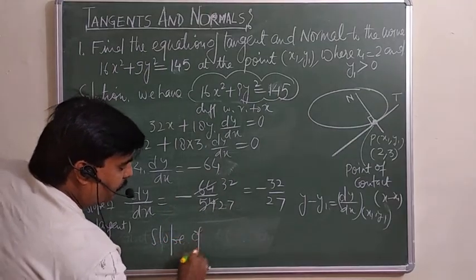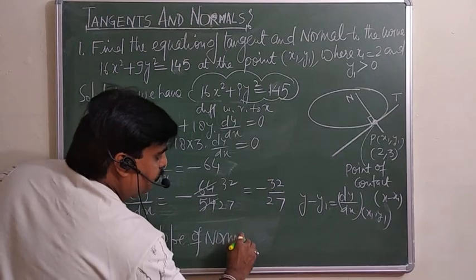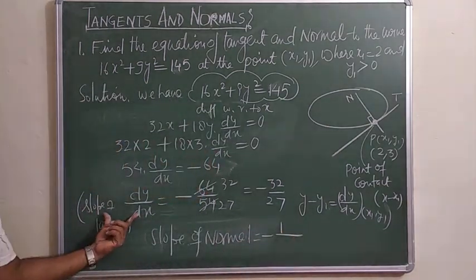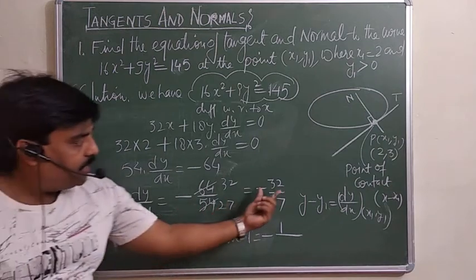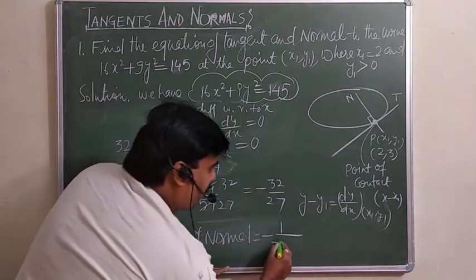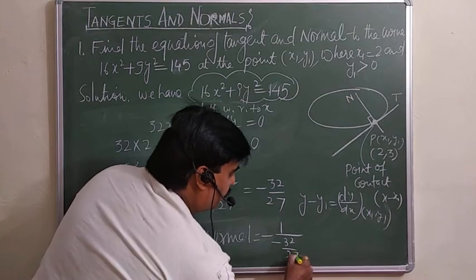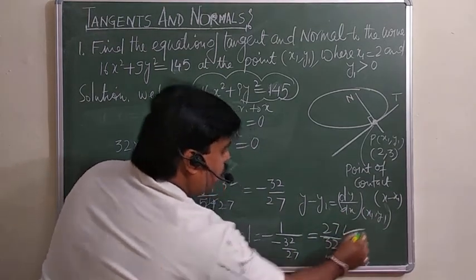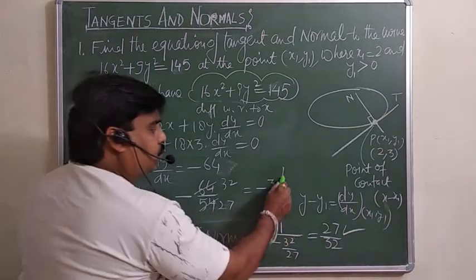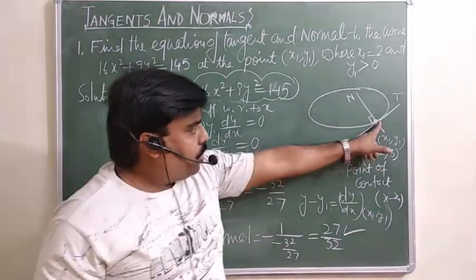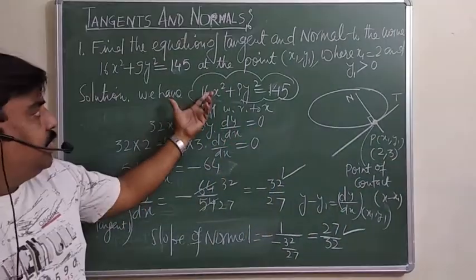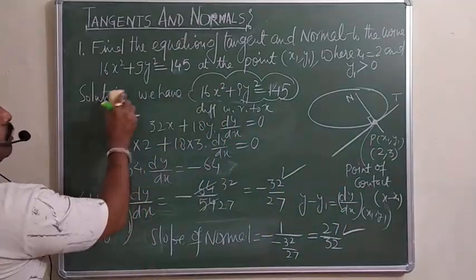Slope of the normal is equal to minus 1 over the slope of the tangent. And the slope of the tangent you are getting is minus 32 by 27. So it can be written as 27 over 32. So this is the slope of the normal, and this is the slope of the tangent. And the point of contact we already know. So now you can write the equation of the tangent and the equation of the normal.